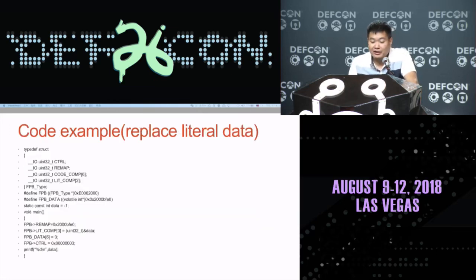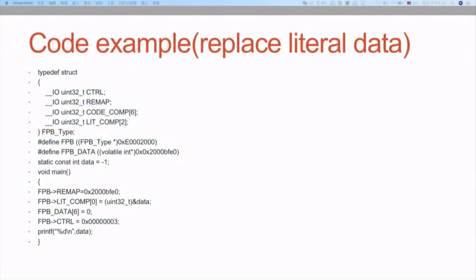And this is an example to replace the literal data. This constant int data is initialized to -1. After compiling and linking, it will be stored into the flash. It cannot be changed again at runtime. We program the FPB to remap this constant data to SRAM and try to set its value to 0. After we enable the FPB, all code that accesses this constant will get 0.